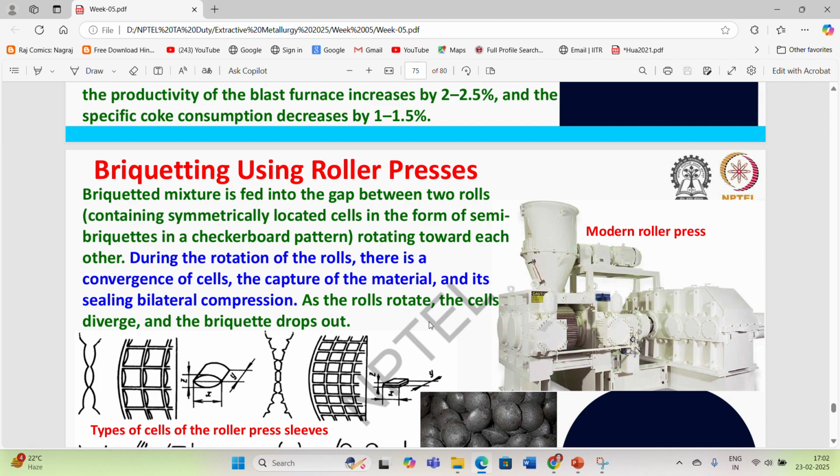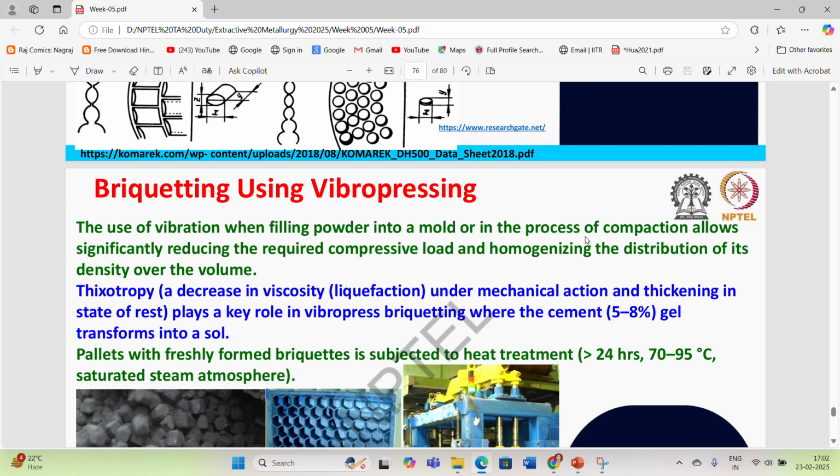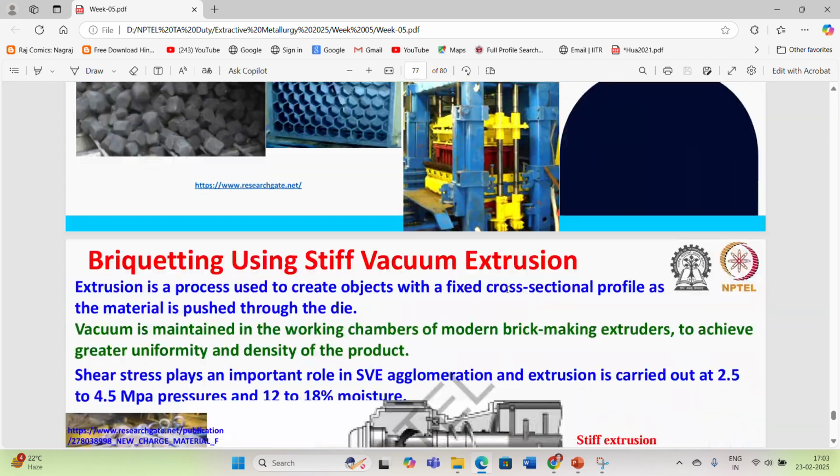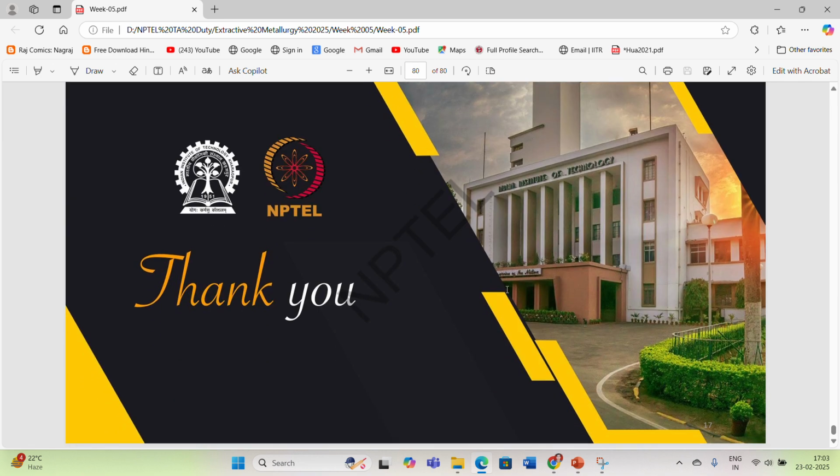So, when we talk about briquetting using roller presses, the briquetted mixture is fed into the gap between two rolls containing symmetrically located cells in the form of semi-briquettes in a checkerboard pattern. Rotating towards each other, during the rotation of the rolls there is a convergence of cells, the capture of the material, and its sealing by bilateral compression. As the rolls rotate, the cells diverge and the briquette drops out. Then there are briquettes using vibro pressing and briquettes using stiff vacuum extrusion. So there are some processes which are generally used for briquette making.